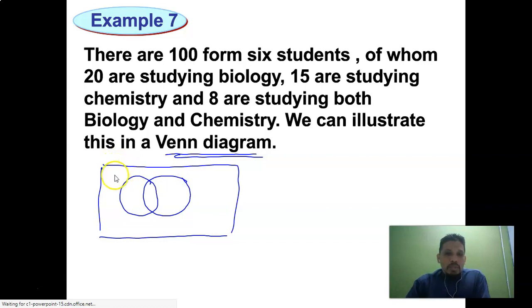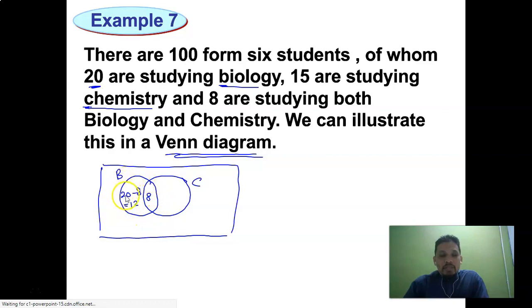this is 20 studying biology and chemistry. According to here, B is biology and C is chemistry. So now 20 are studying biology, 15 are studying chemistry, and 8 are studying both biology and chemistry. So the students that study both is 8 here. Okay. Are we going to write down 20 according to the statement? Are we going to write down 20 here? No. This is 20 minus 8, which is equal to 12.